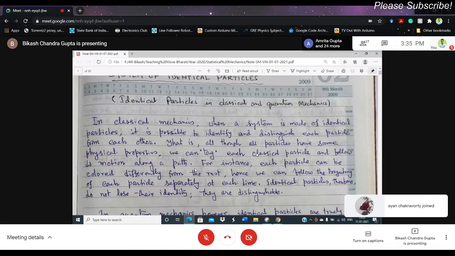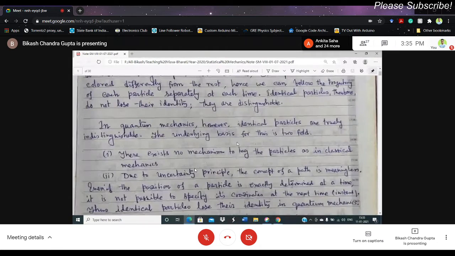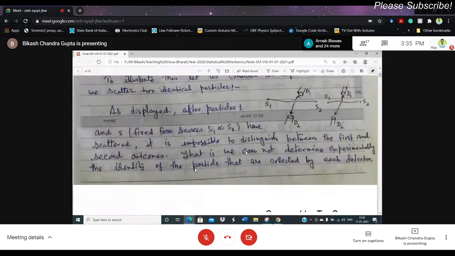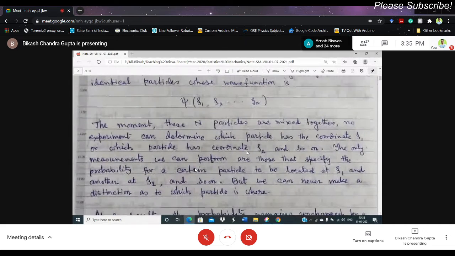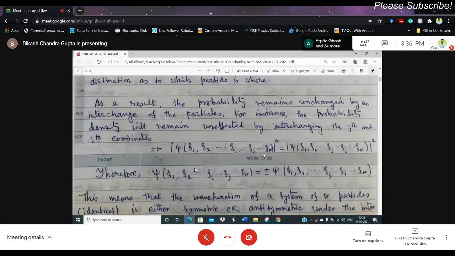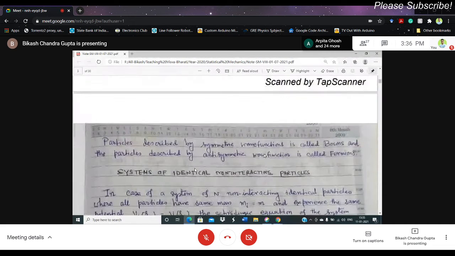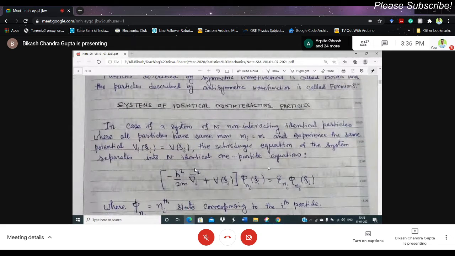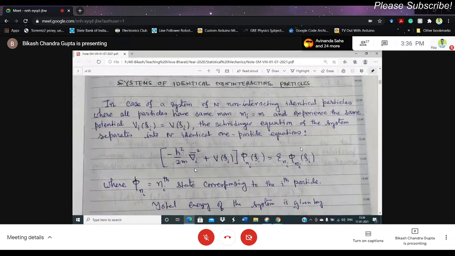I mean, these identical particles, classical distinguishable particles, identical particles in quantum mechanics, and what is the consequence in case of identical particles: the wave function has to be symmetric or anti-symmetric, right? So these things you know, right? Yes, sir.